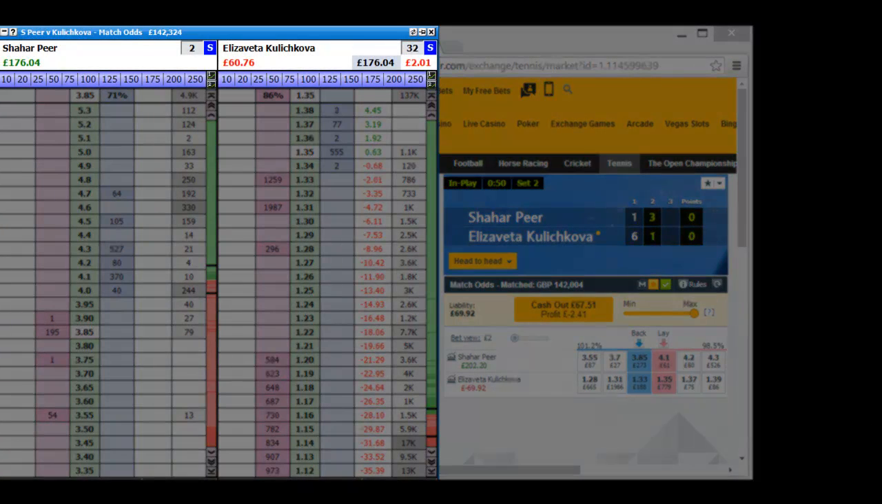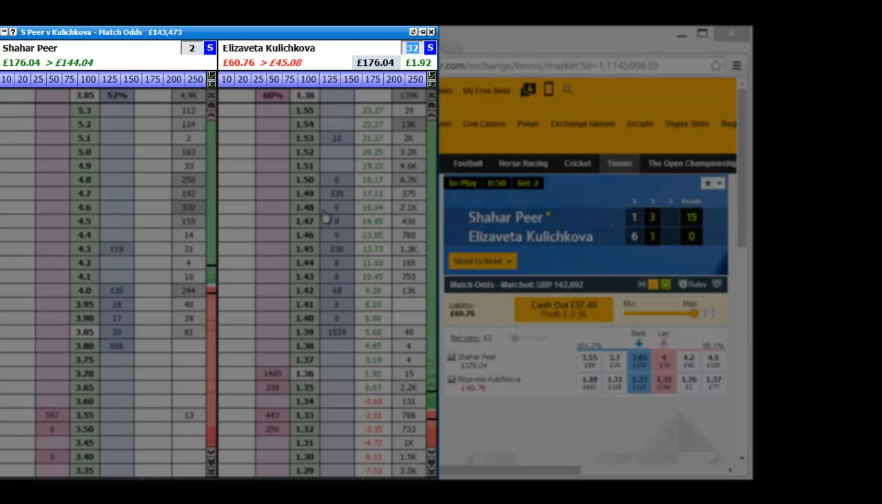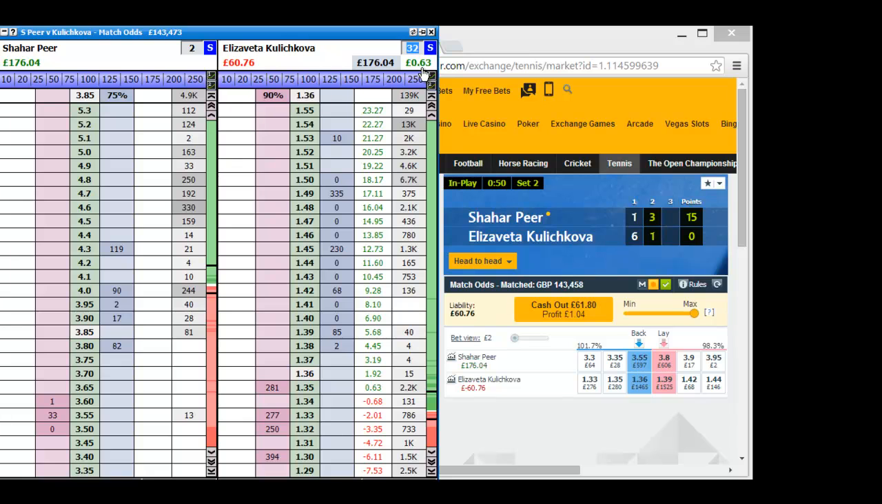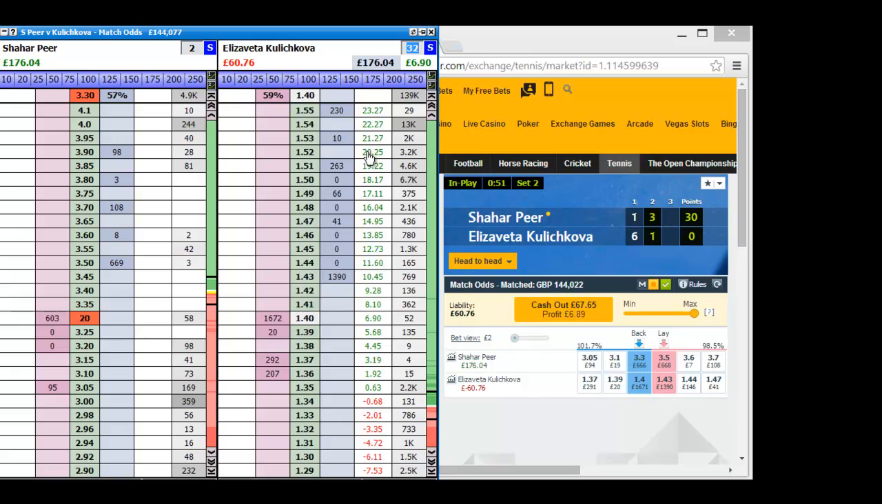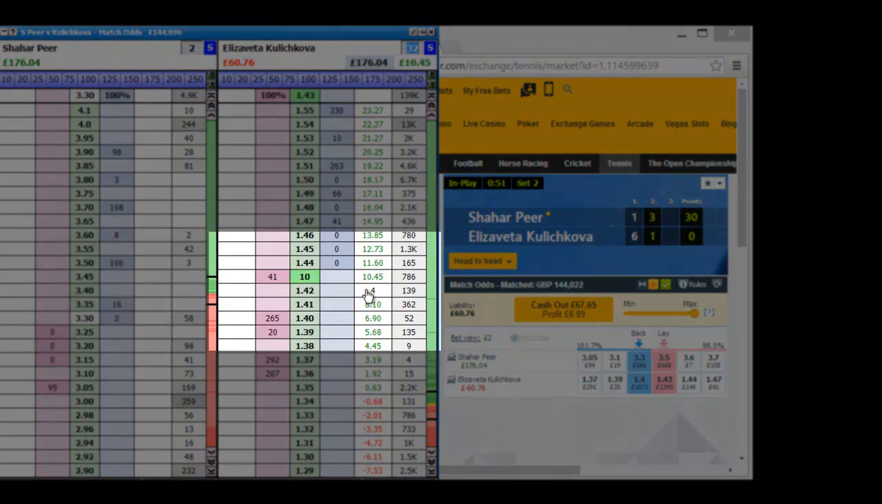So we reduced the red there on Kulichkova from £71.96 down to £60.76, and we'll chip away at that throughout the game, provided Peer keeps holding her serve at least. And you can see there, on the top right of that Geeks Toy API screen, £6.90, £8.10. I mean, that's a potential profit we could take if we exited the trade now.